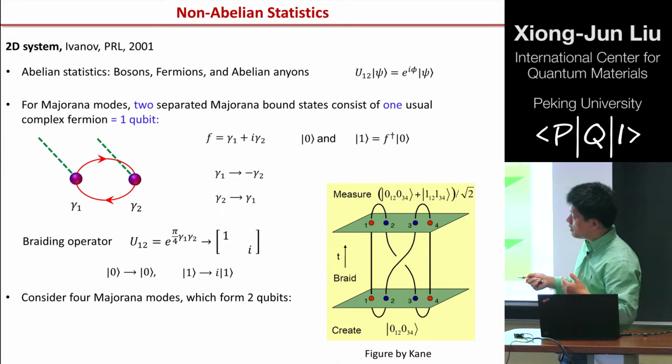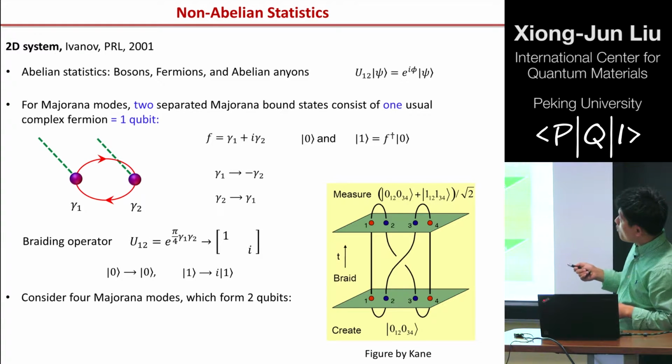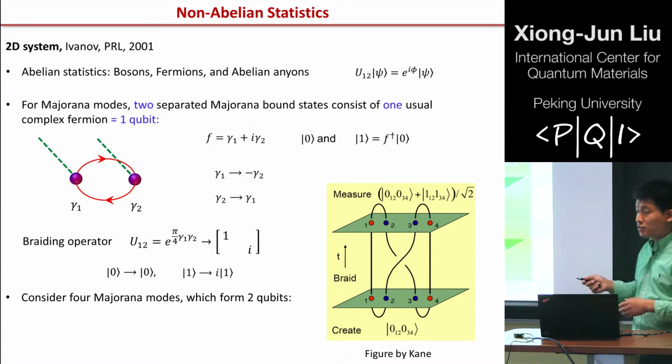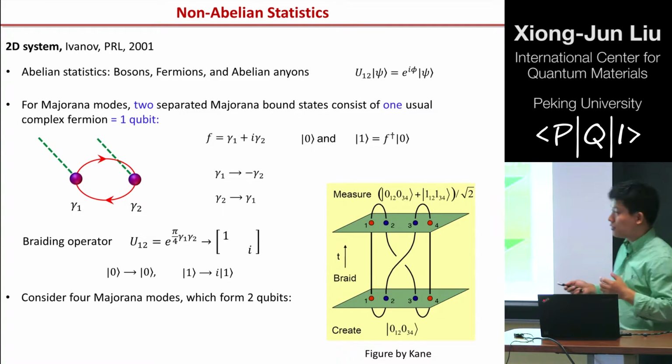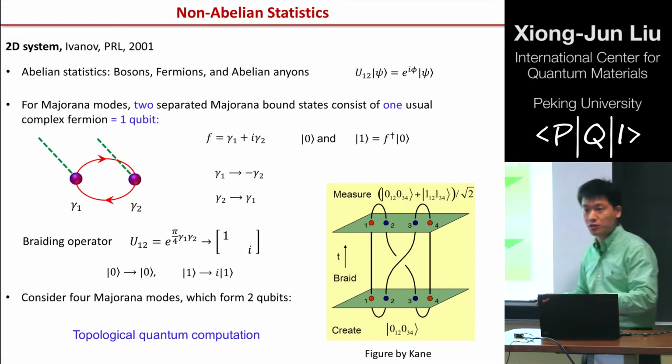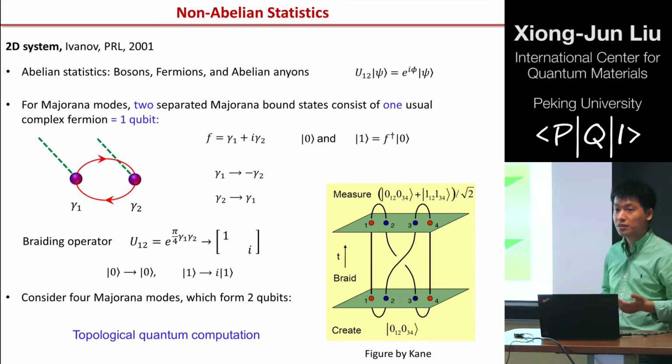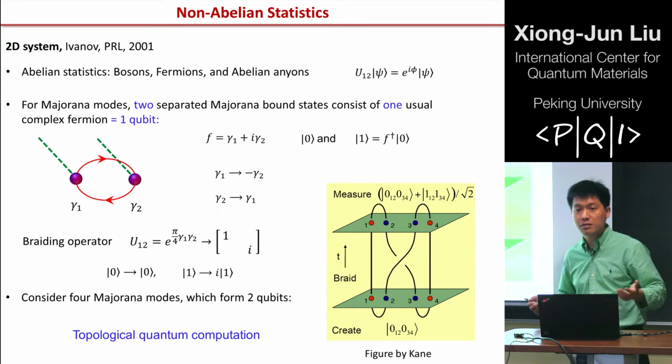But if you want to really see the non-abelian nature, you can go to four Majorana fermions. In that case, you have two qubits. 1 and 2 combine into a qubit. 3 and 4 combine into another qubit. Then if you do the braiding between 2 and 3, you can see that the initial product state can go to an entangled state. So this is a very simple result. This means that based on the braiding, you can manipulate your states, and this might be good to be used for topological quantum computation. This is why we are interested in the Majorana fermions.